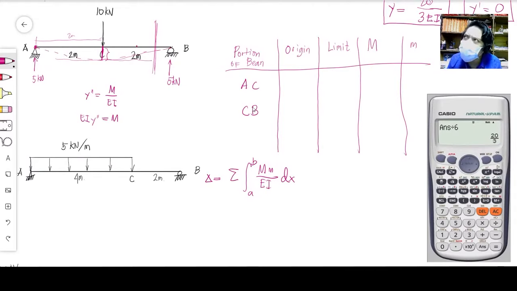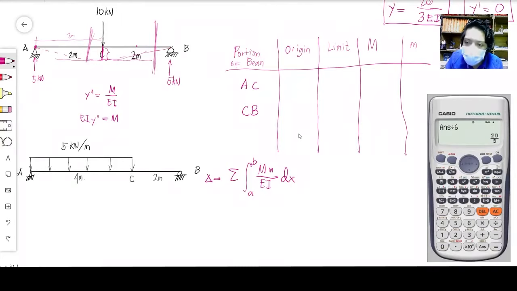As for the origin, why do we have an origin? Because we are integrating, so the value of our limits depends on where our origin is. We can construct the moment diagram for AC, passing the cutting plane there, and our origin is usually at point A. For portion CB, we could use point B as the origin. The limits depend on the origin, so you have to identify the origin.